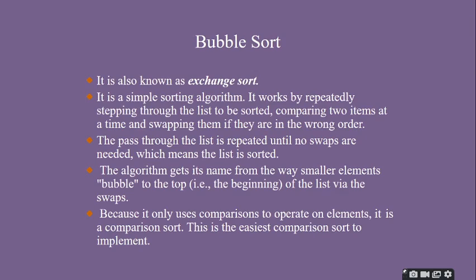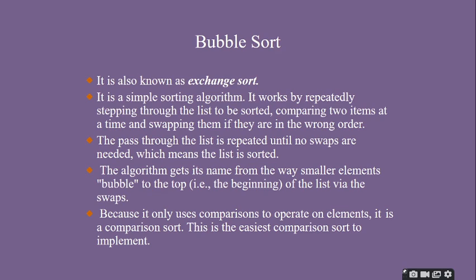The algorithm that we are going to implement as an ALP is bubble sort. It is otherwise known as exchange sort. It is a very simple sorting algorithm, which works by repeatedly stepping through the list that is to be sorted. It compares two items at a time and swaps them if they are in the wrong order.